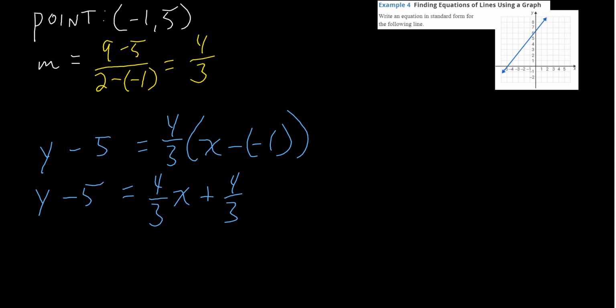And then we add 5 to both sides. 5 with a denominator of 3 is 15/3, so we get y is equal to 4/3 x, and then 15/3 plus 4/3 is 19/3, so plus 19/3.